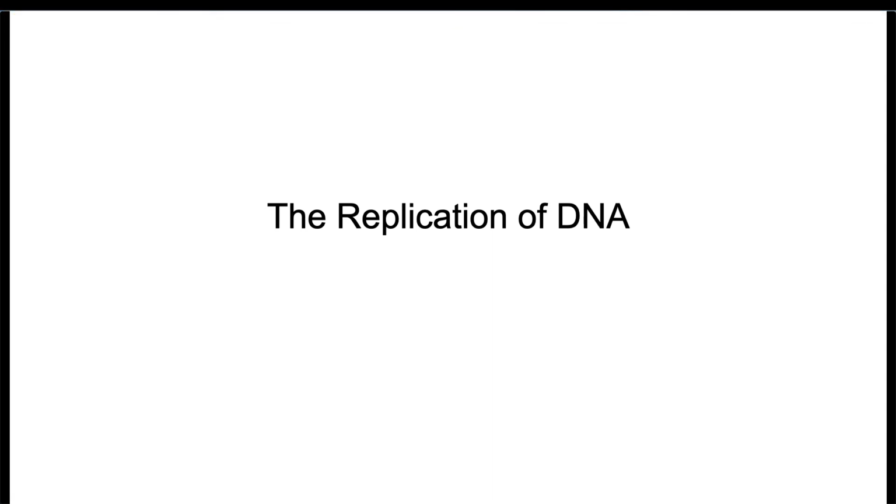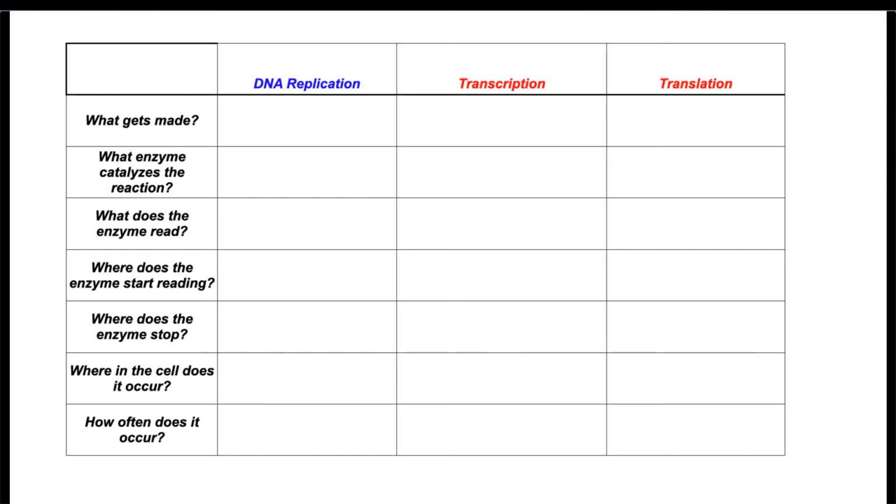All right, in this video, we are going to talk about the replication of DNA. And this is the third and final of the processes of the central dogma of molecular biology: gene expression, which includes transcription and translation, and then the replication of DNA. So all three of these biochemical pathways involve the production of polymers with information.